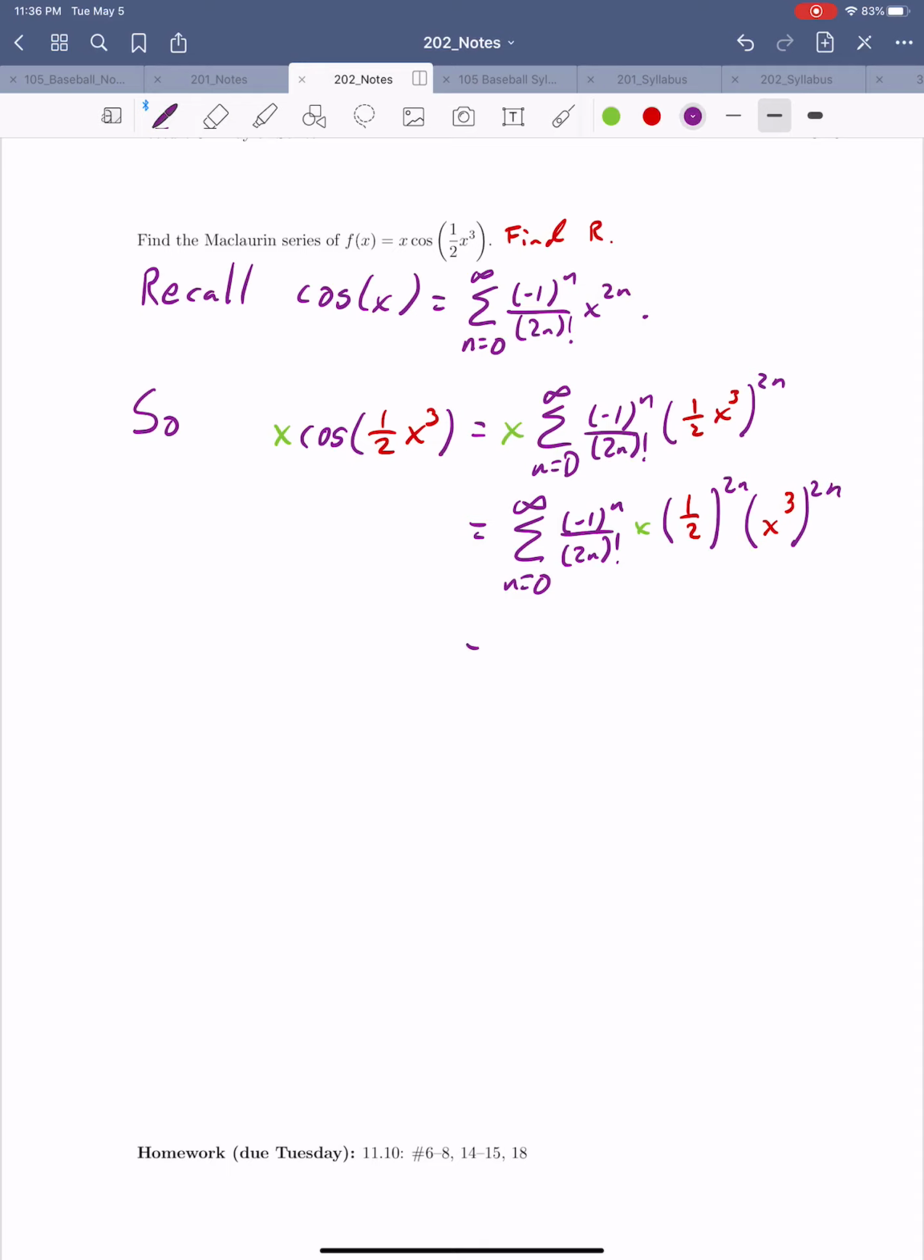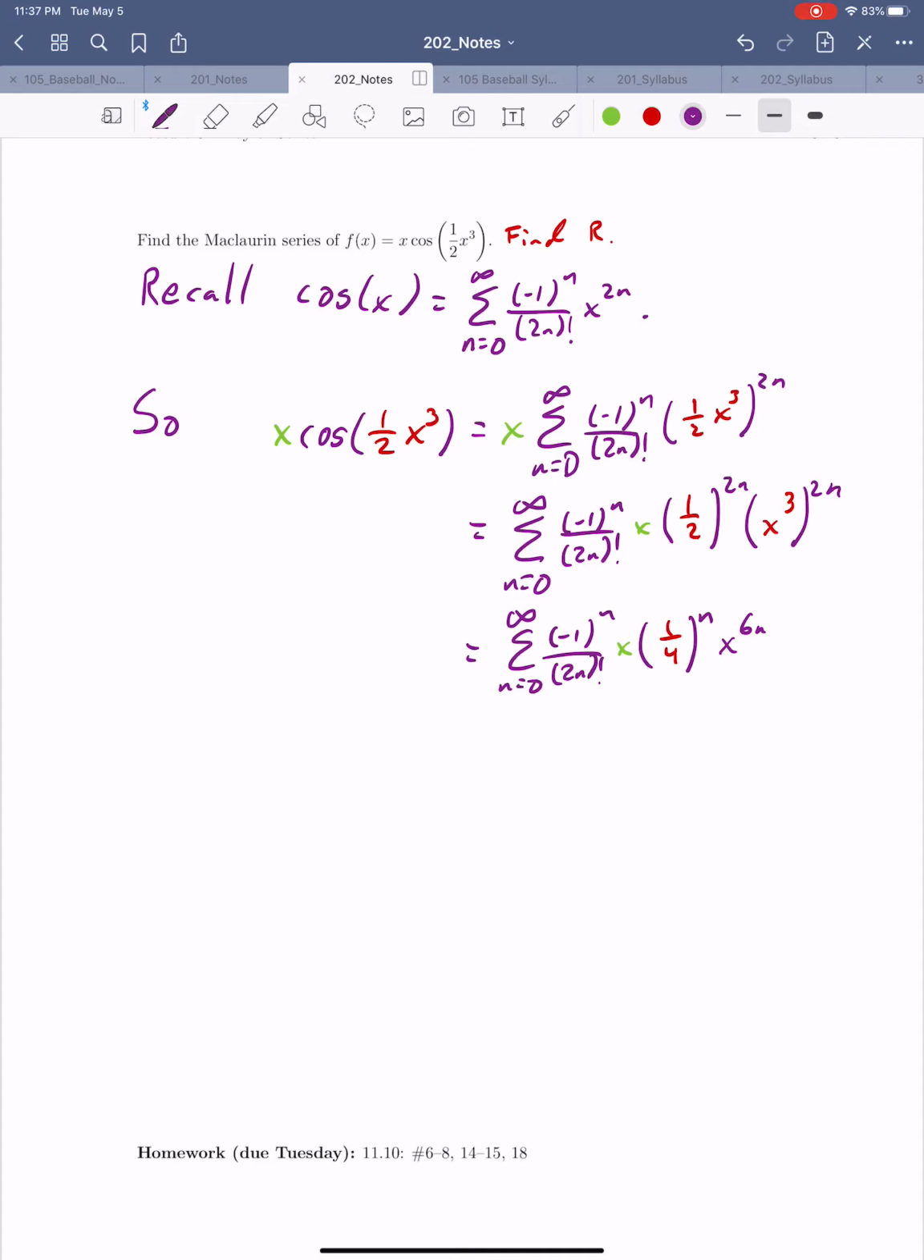Right, and just a bit of algebra right here. This is going to simplify to be (-1)^n over (2n)!. We're still going to have an x right here. This is going to become (1/4)^n, right? Because (1/2)^(2n) is (1/2 squared) to the n. And this is going to be times x to the 6n.